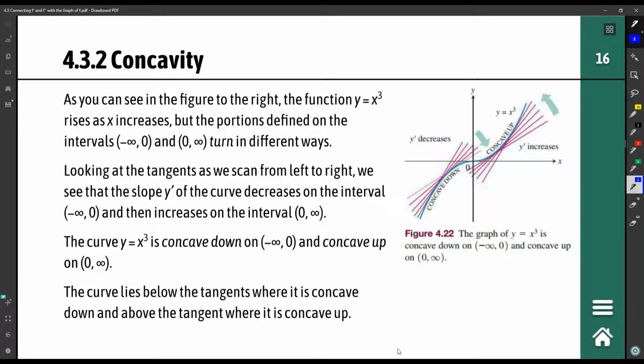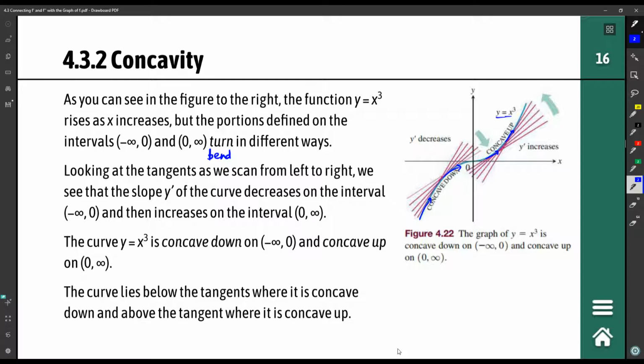This is the graph of y equals x cubed. And while it's pretty easy to see that this graph is increasing over its entire domain, in other words, from left to right the function is moving upward, we do notice that the function turns in different ways, or we might even say it bends in different ways. In the interval negative infinity to 0, the function seems to be bending downward. And on the interval 0 to infinity, the function tends to be bending upward. And what we call that bend or turn is concavity.